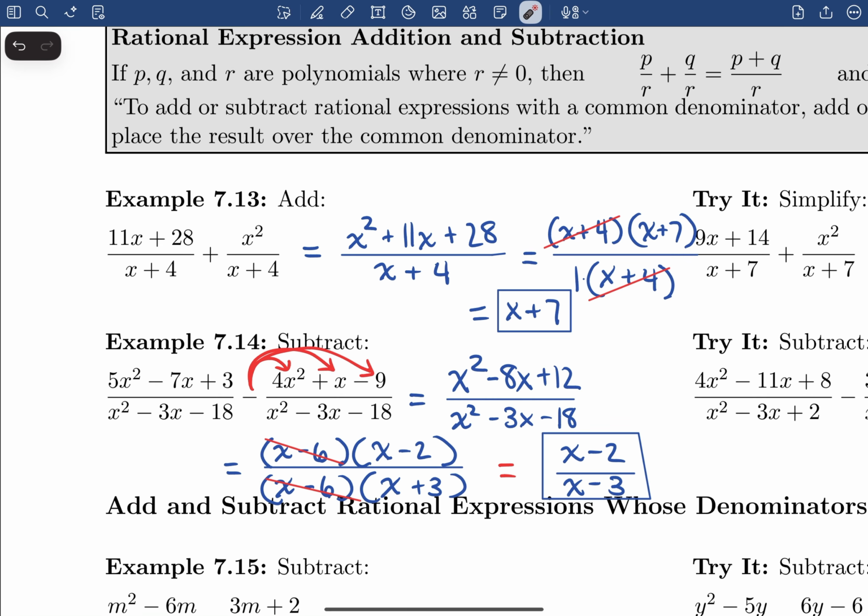And whenever you only have one factor remaining in the top, you can drop the parentheses. You don't have to write the parentheses anymore, right? One factor on the bottom, these parentheses that are there, you can just drop them. Okay?